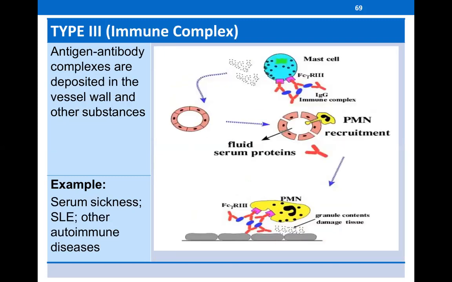Type 3 would be the immune complex. The antigen antibody complexes are deposited in the vessel wall and other substances. Thus, the most common example of your type 3 hypersensitivity reactions are your serum sickness, your SLE, affecting every organ in our body, and other autoimmune diseases. No? When it comes to an immune complex, isipin nyo agad, you think of an antigen-antibody complexes.